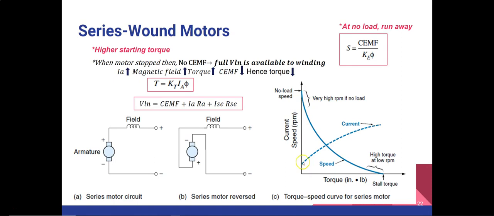And now let's see this current curve. You can see this current curve. As the torque increases, the current also increases. The reason why is that they have a proportionate relationship. You can see here the torque is proportionate to the current, the armature current. So as the torque increases, the armature current will also increase.